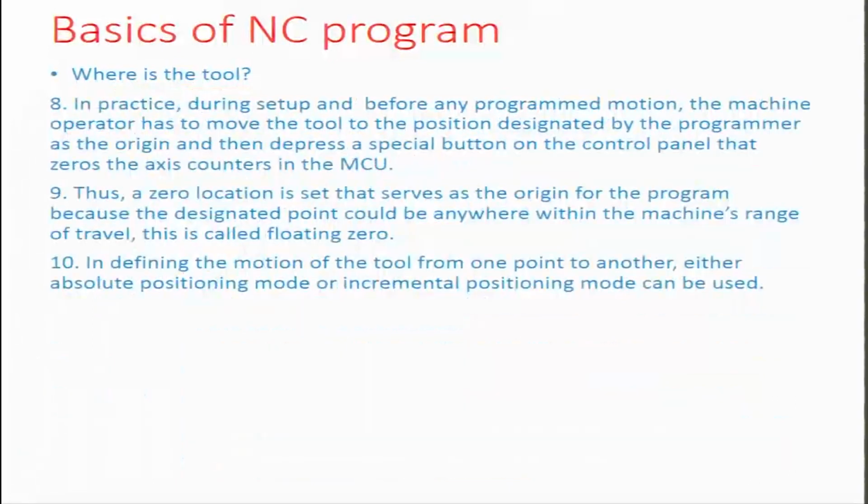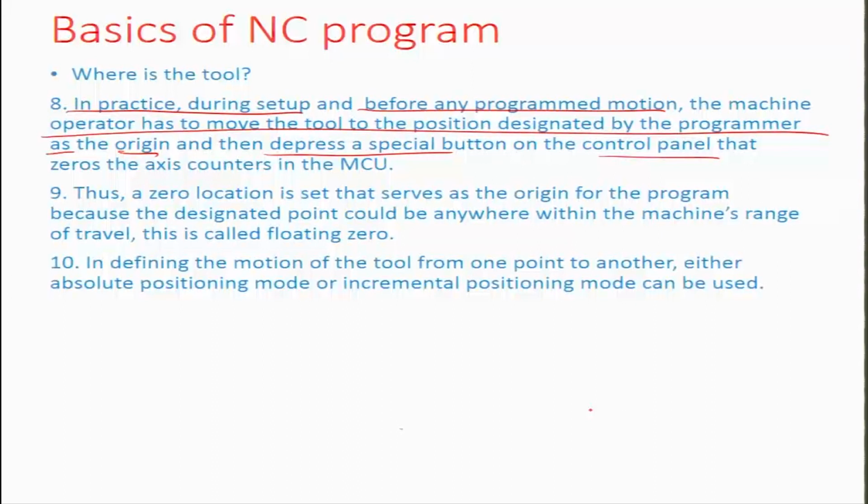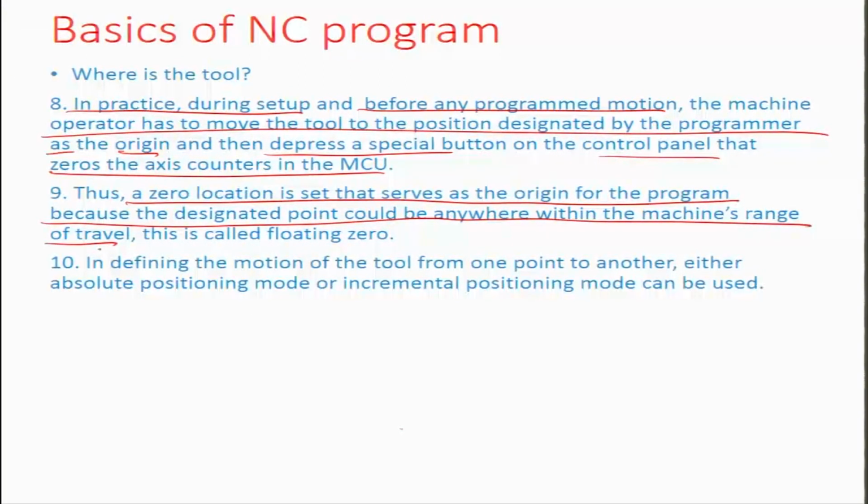So, in real practice, during setup or before any program motion, the machine operator has to move the tool to the position designated by the programmer as origin, and this can also be done by just depressing a special button on the control panel that zeros the axis counters in the MCU. Therefore, a zero location is set that serves as the origin for the program, because the designated point could be anywhere within the machine's range of travel.